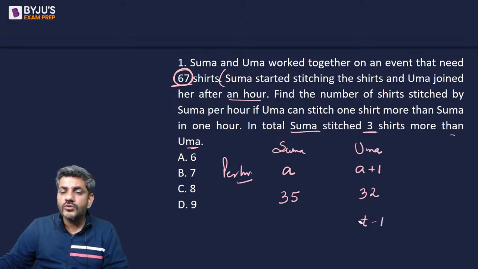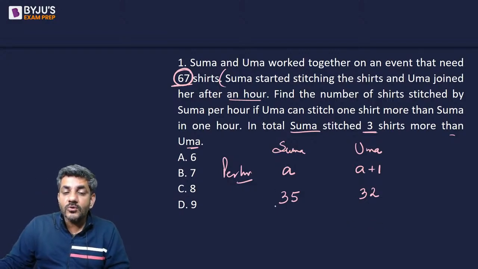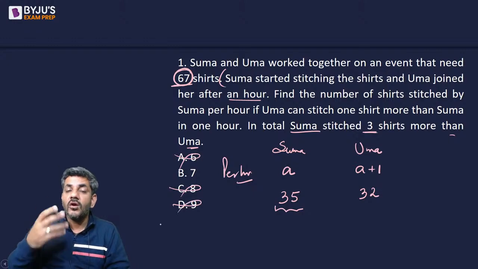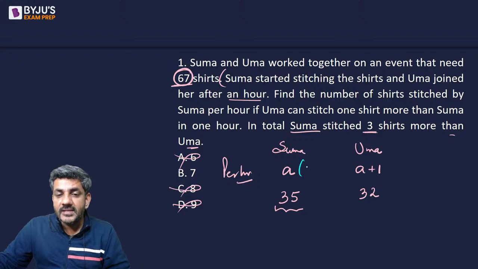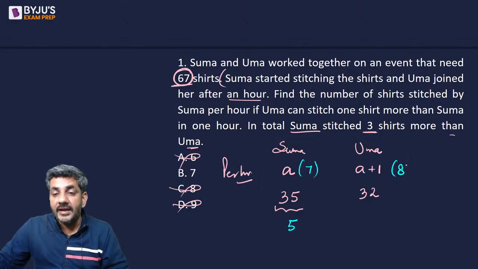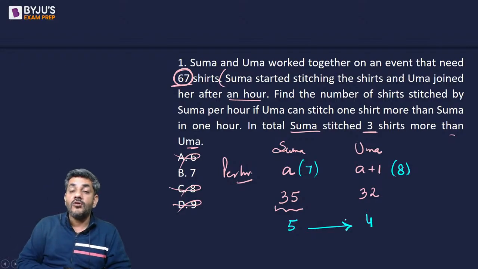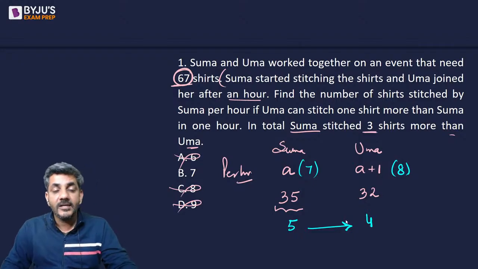Can't I straight away use options here? Why are the options given to me? Suma is stitching a total of 35 shirts. So that means the number of shirts she is stitching per hour cannot be 6, cannot be 8, cannot be 9. They do not divide 35. So that makes the question very easy. If A is equal to 7, Suma is taking 5 hours to stitch these shirts. And if Suma is stitching 7, Uma is stitching 8 and she is taking 4 hours. And this proves that the time taken by Uma is 1 hour less than Suma. So straight away I can say my answer is option B, that is A equal to 7.